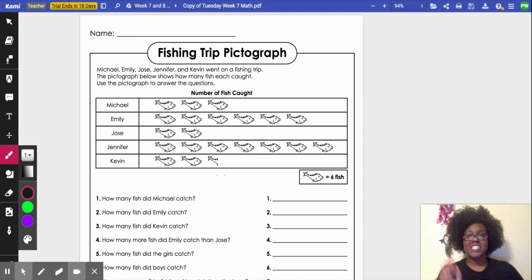I'm Miss Walker, and in this video, I'm going over week 7, Tuesday, and we are going to be looking at a pictograph, and a pictograph has pictures.